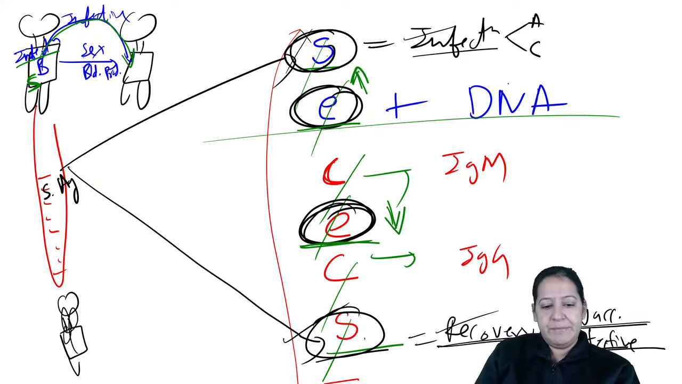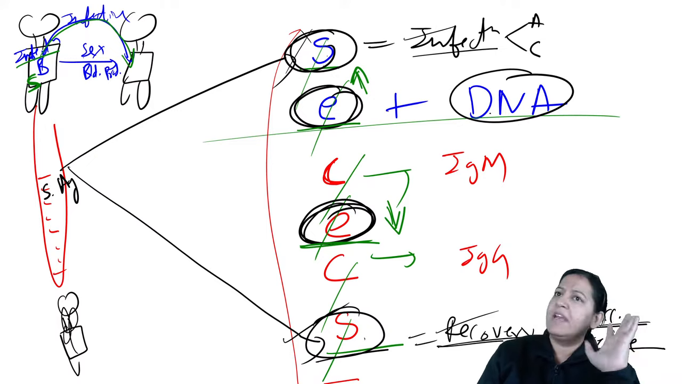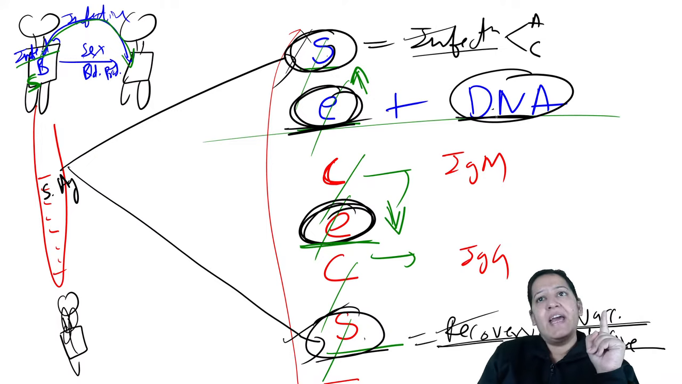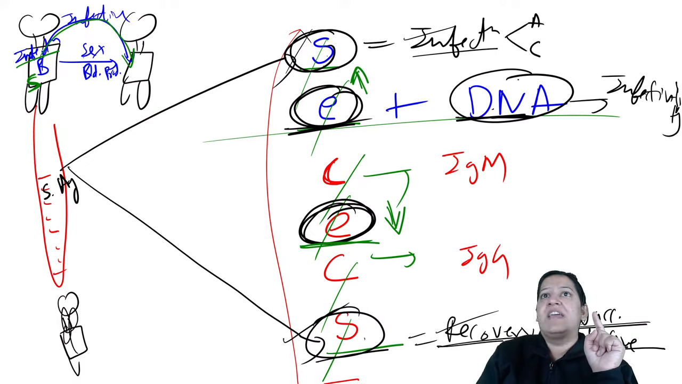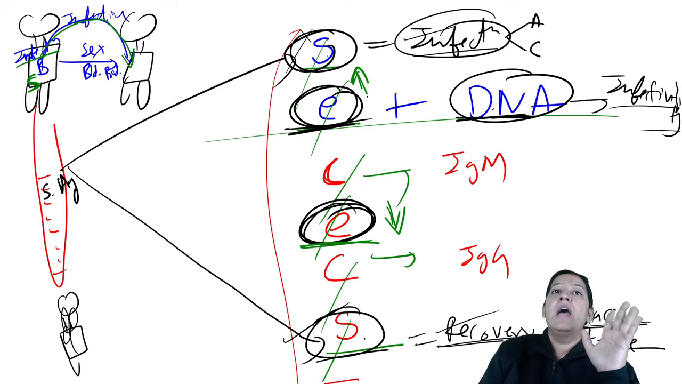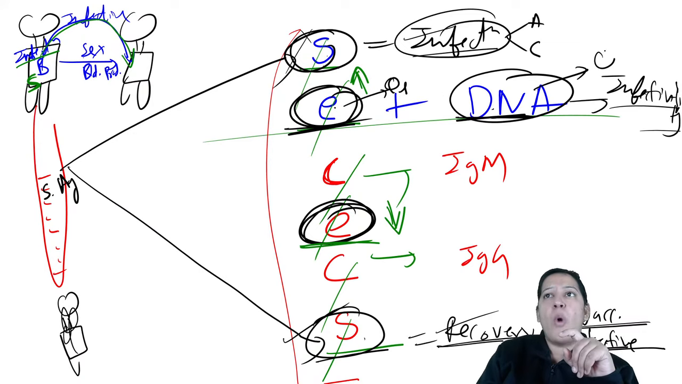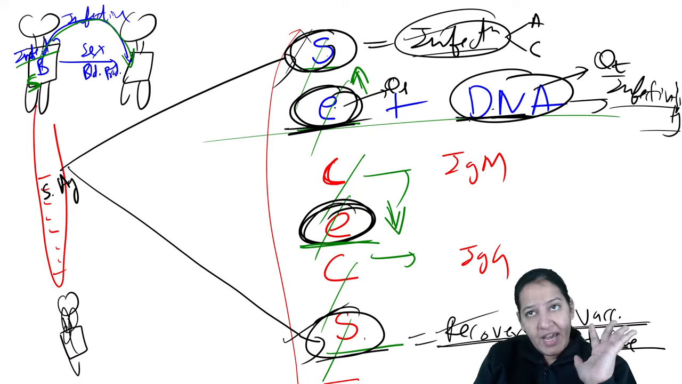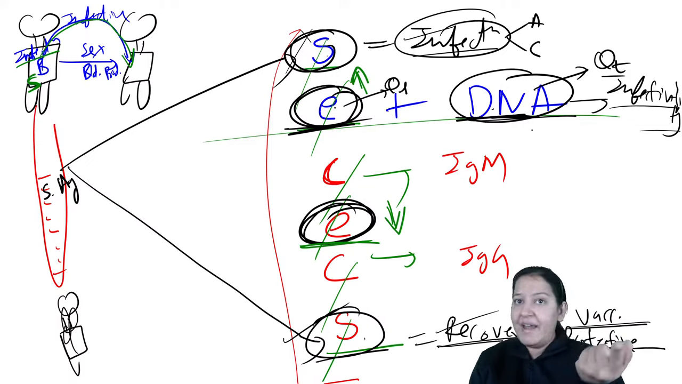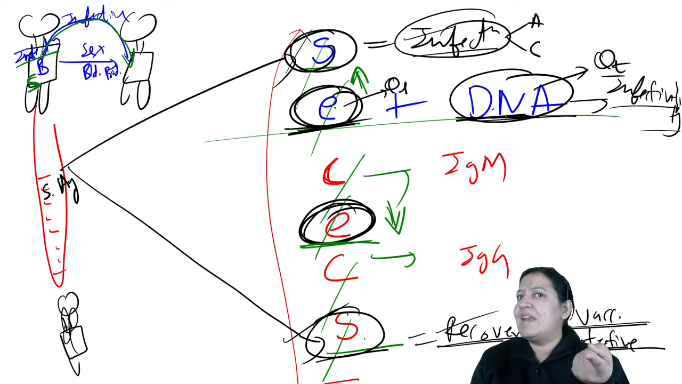DNA. What about DNA? DNA is also indicating infectivity. So E and DNA come together and both of them indicate infectivity, not infection. Please mind my words. This was infection, this is infectivity. So E indicates qualitative infectivity and DNA is quantitative infectivity. So DNA is a better marker for infectivity, but DNA is costly. So we cannot perform DNA in every person.